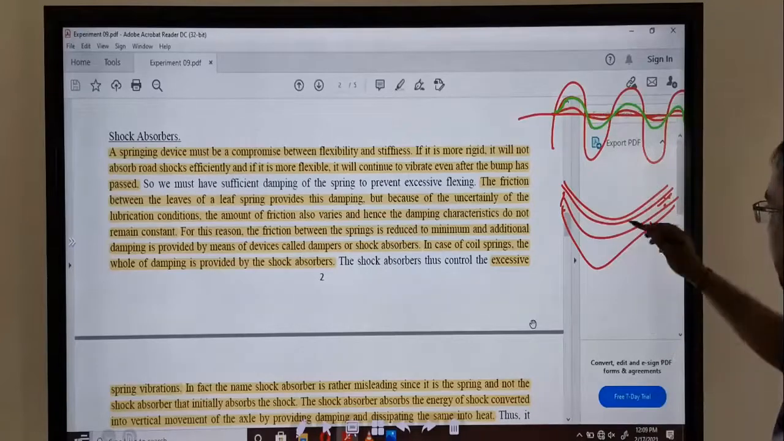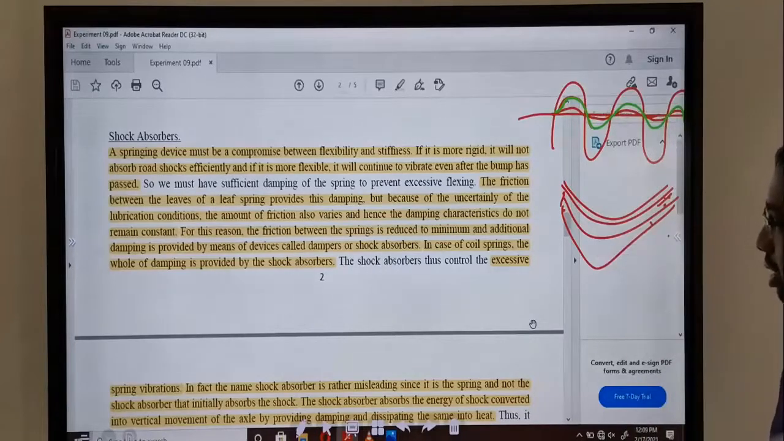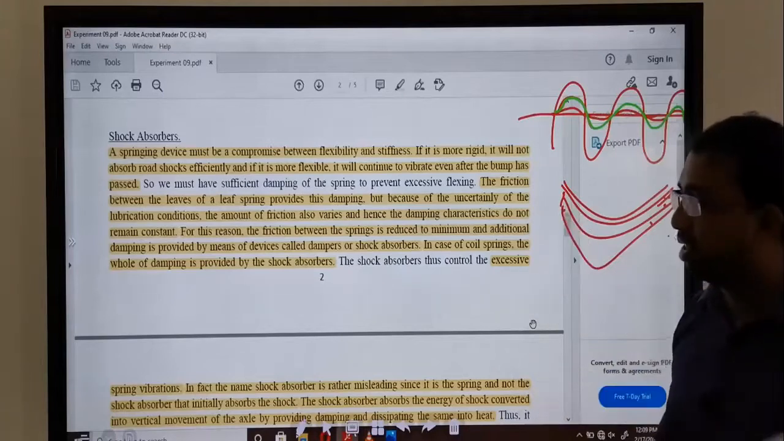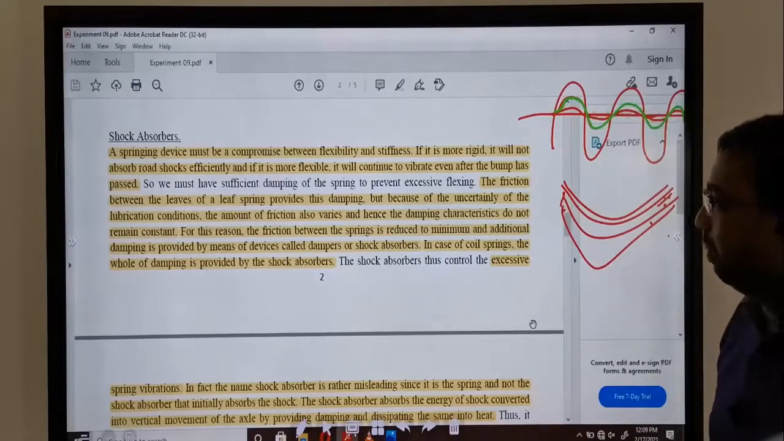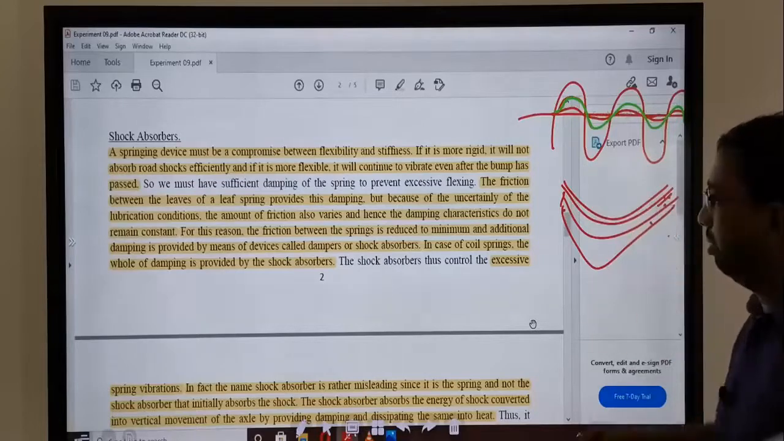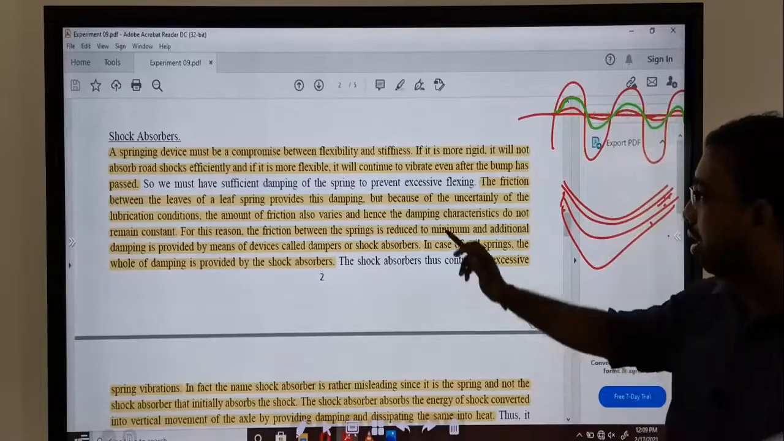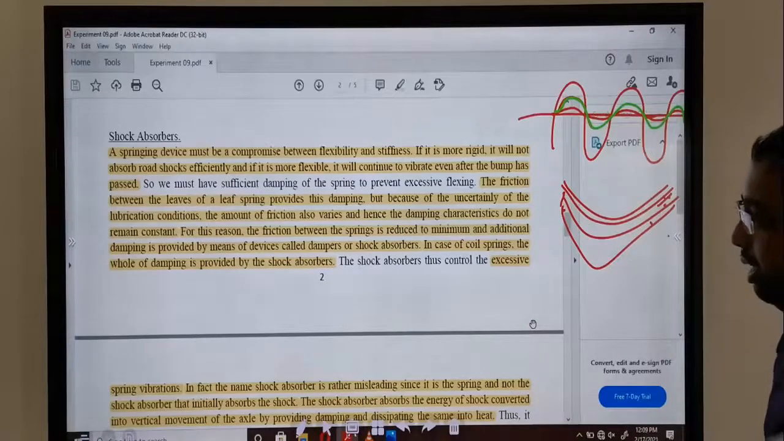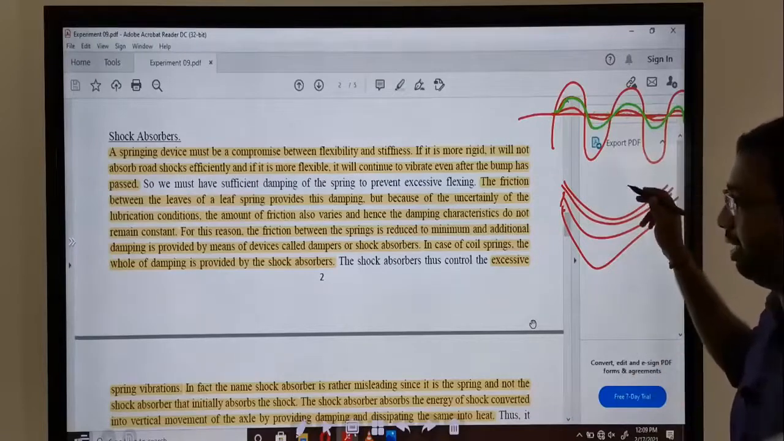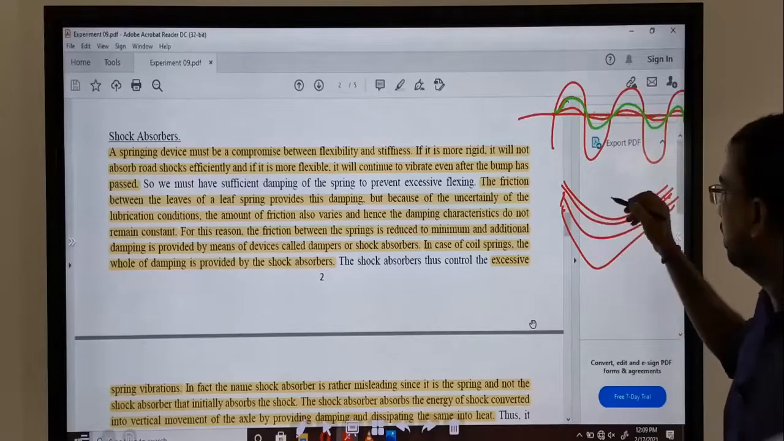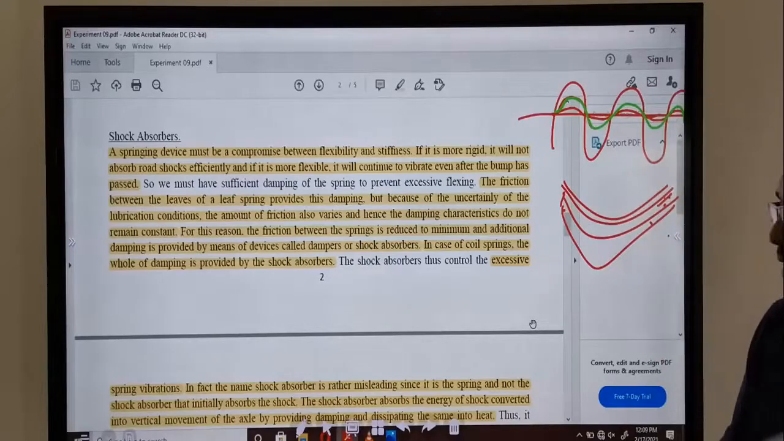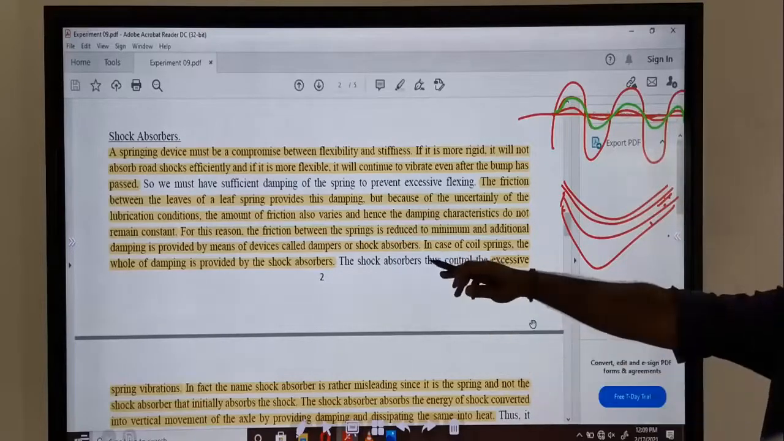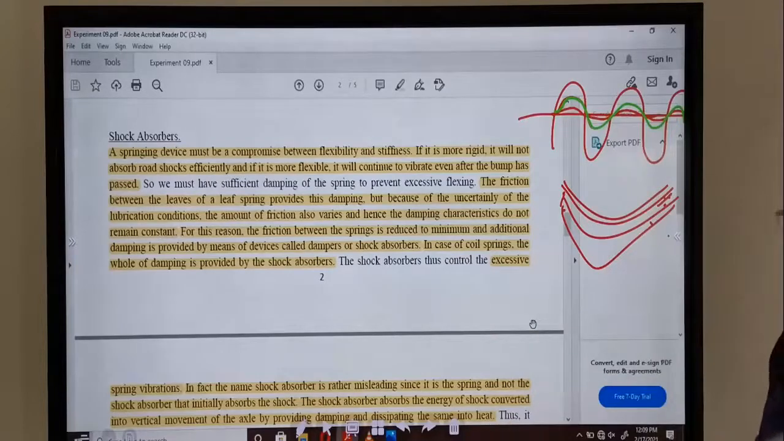So the friction between these leaves provides damping in the leaf springs. But because of the uncertainty of the lubrication conditions, the amount of friction also varies. Hence the damping characteristics do not remain constant. We cannot define the damping characteristics of leaf springs as constant, because they may change due to friction.